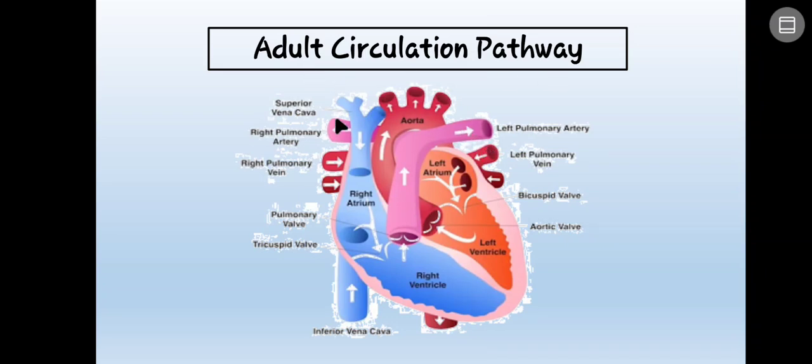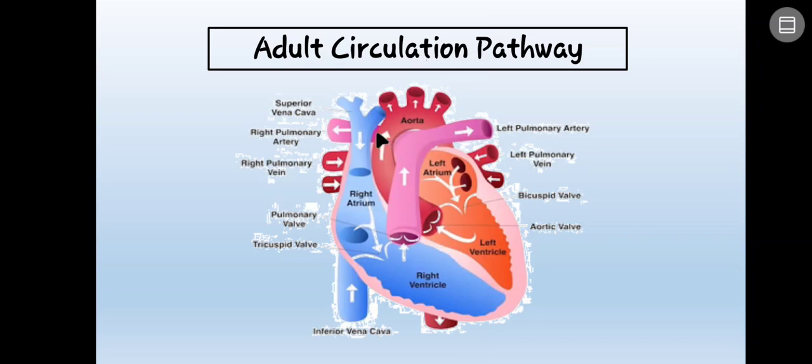So adult circulation is actually divided into two. We have the pulmonary circulation, and then we have the systemic circulation. So anytime you are explaining adult circulation, you have to explain it from the two sides. You would be talking about the pulmonary circulation. We say pulmonary circulation because that is the level where the deoxygenated blood marches straight to the lungs for oxygenation to take place.